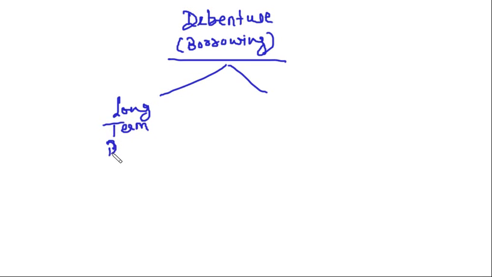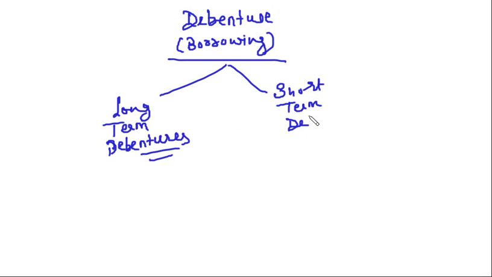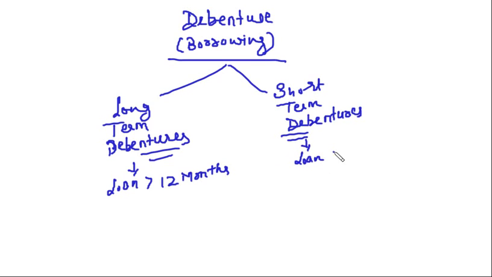Long-term debentures, I can say, and short-term debentures. What does this mean? Long-term debentures and short-term debentures. That means we are taking loan from the public, right? We are taking loan from the public for more than 12 months. That is long-term debentures. This is loan for more than 12 months, right? Short-term debenture is loan for less than 12 months.